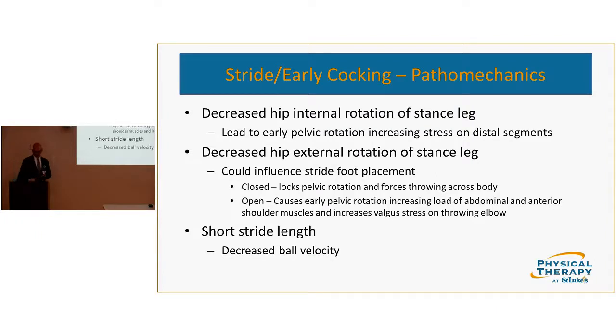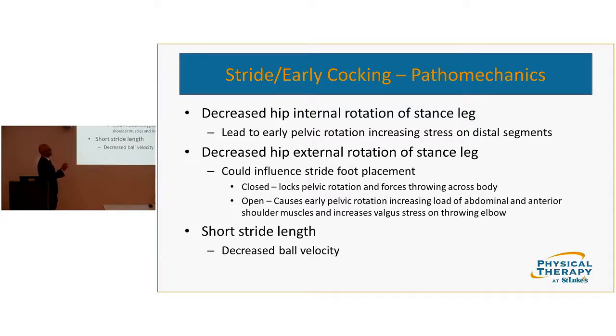So pathomechanics. This is one of the things we talk about. The decreased hip internal rotation of the stance leg leads to early pelvic rotation. They're going to rotate that pelvis earlier because they don't have enough motion in their hip. You're going to steal motion somewhere. So you've got to, what is it, rob Paul to pay Peter or something like that. You're going to steal it somewhere, and then things are going to fall apart.